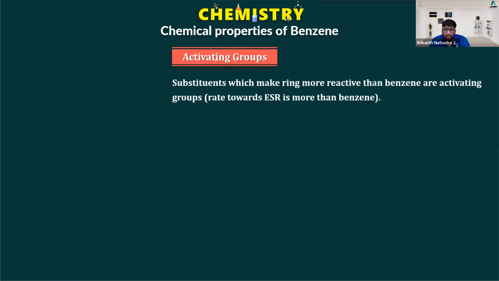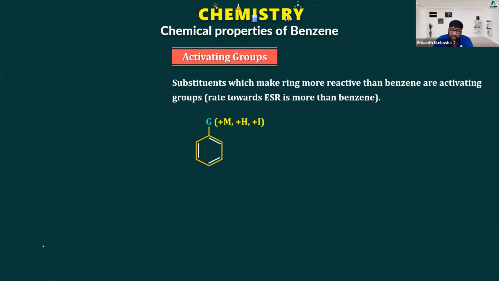Activating groups. Activating groups are those groups which increase the electron density at ortho and para positions. That means electron donating groups. Substituents which make the ring more reactive than benzene are said to be activating. That means the rate towards electrophilic substitution reaction is more than benzene.